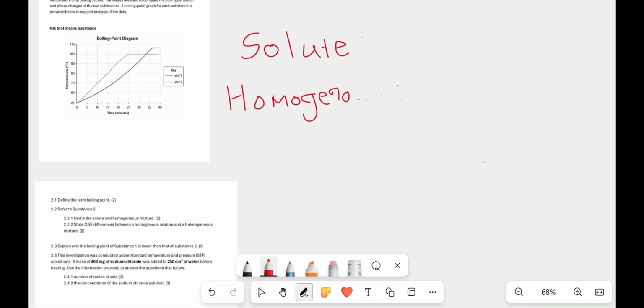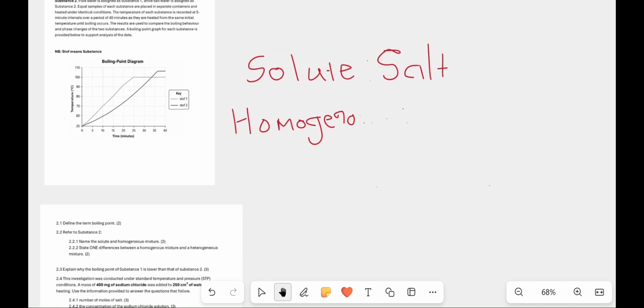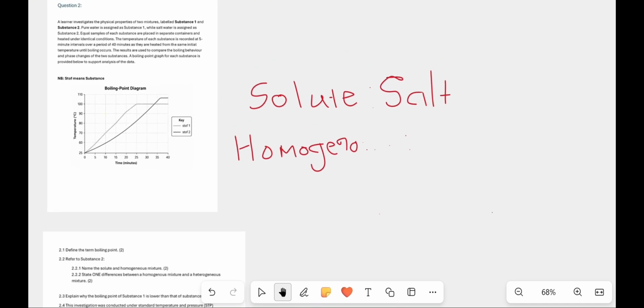Homogeneous mixture. Okay, I'm not going to write the full thing because I don't have much space. Now, the solute, you can either say it's a salt, because if you read properly, they gave it to you. They said we're looking at substance 2, while salt water is assigned as substance 2. So it means it's a solution of salt water. Now, we're looking at a homogeneous mixture here, and in that homogeneous mixture, the solute is your salt and the solvent is your water.